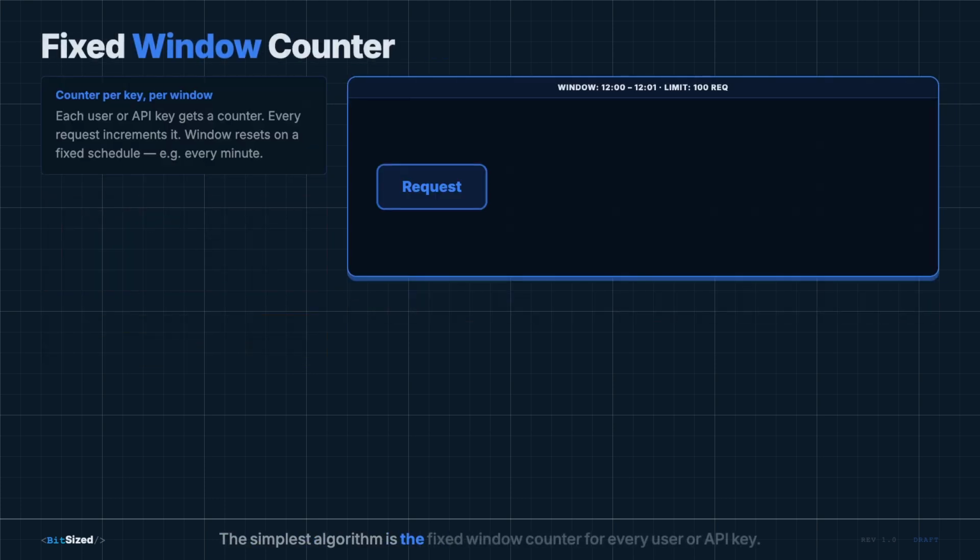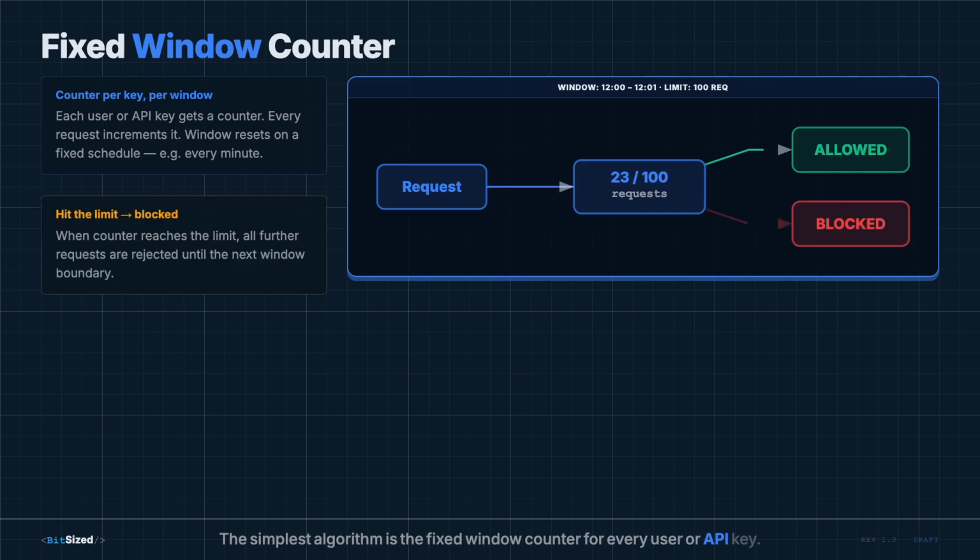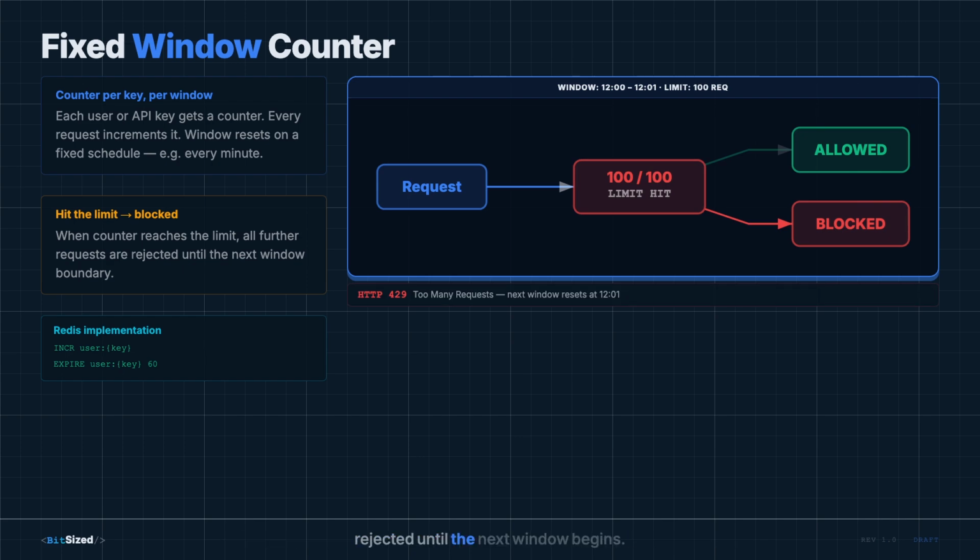The simplest algorithm is the fixed window counter. For every user or API key, you keep a counter and a time window, such as 1 minute. Each request increments the counter, and when the counter reaches the limit, further requests are rejected until the next window begins.